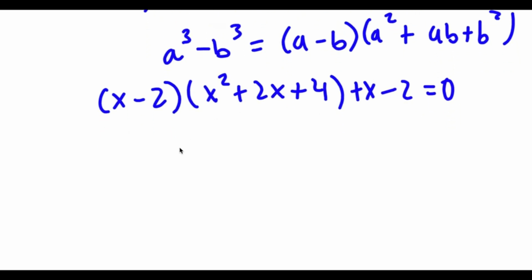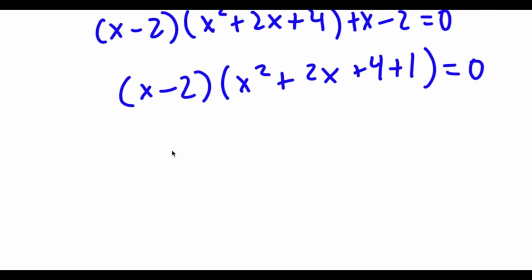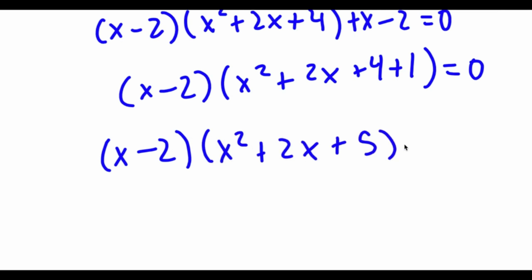So now if I factor out x minus 2, I get x minus 2 times x squared plus 2x plus 4 plus 1 is equal to 0, which is the same thing as x minus 2 times x squared plus 2x plus 5 is equal to 0.